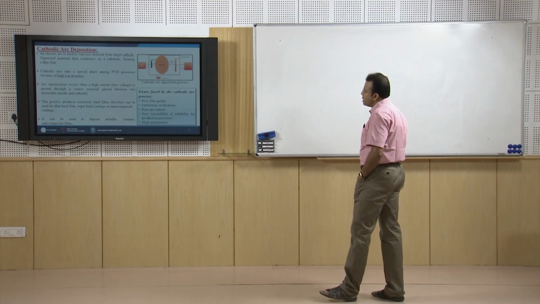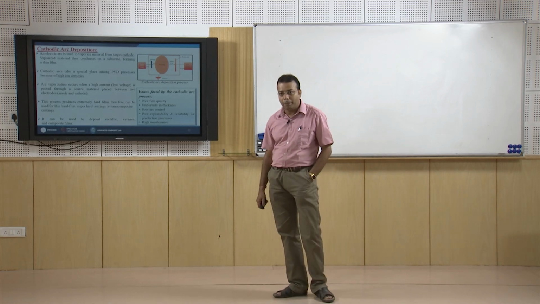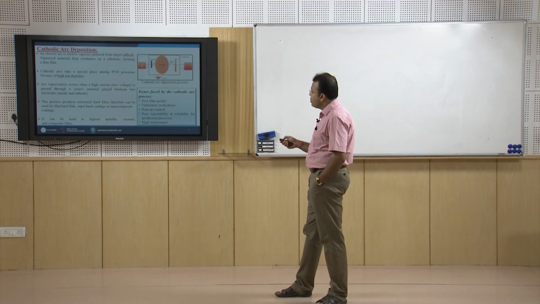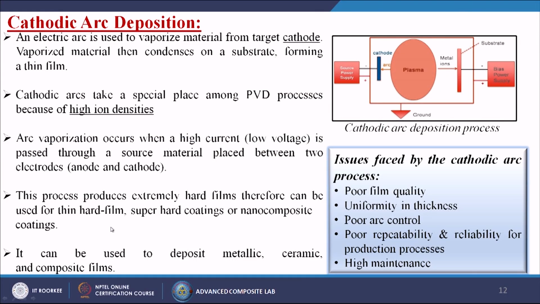The next technique we are going to discuss is called the cathodic arc deposition method. First, we have to know what cathodic arc deposition is. An electric arc is used to vaporize the material from the target cathode. The vaporized material then condenses on a substrate, forming a thin film. So, here you are using cathode materials, then you are using plasma; the arc goes to the cathode side and the metal ions go to the substrate side. You are using a high potential difference between your cathode and the anode material, by using a power supply.